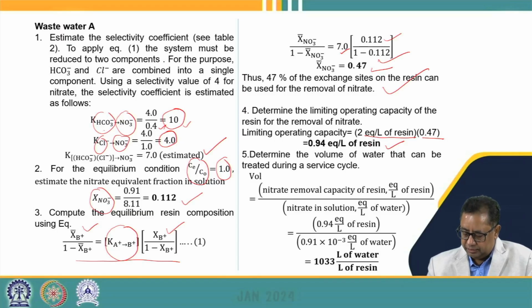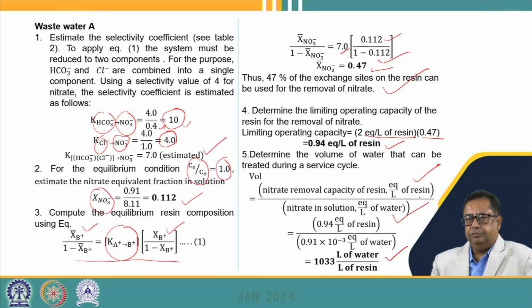Right? And then, similarly, we can calculate the amount of water that can be treated by this type of resin. Because we know the nitrate removal capacity of the resin, and we know the concentration of nitrate in the solution, you can calculate the amount of water that can be treated, right?